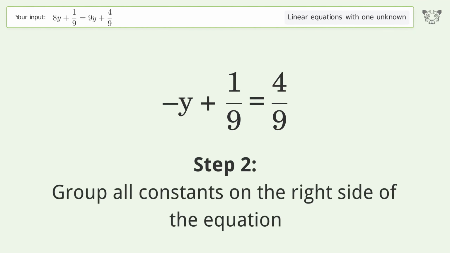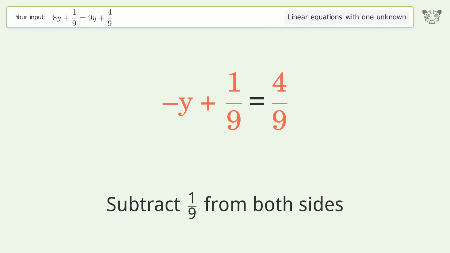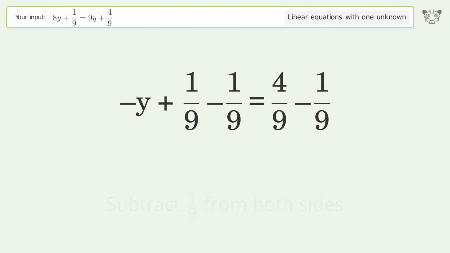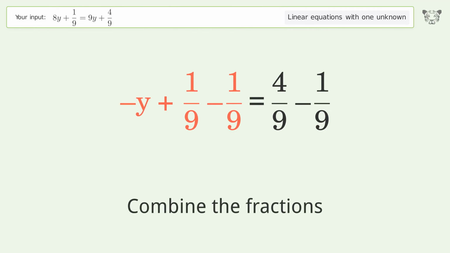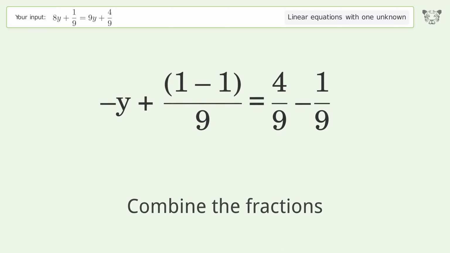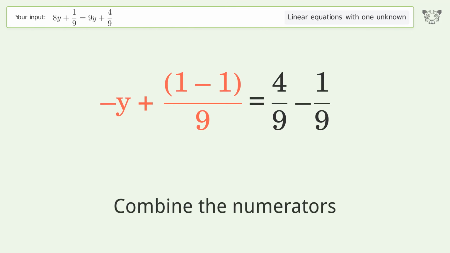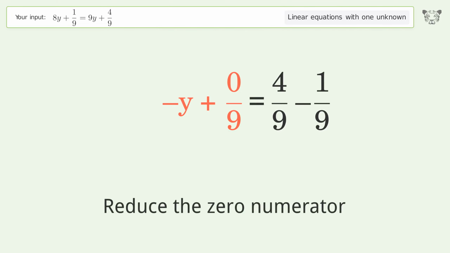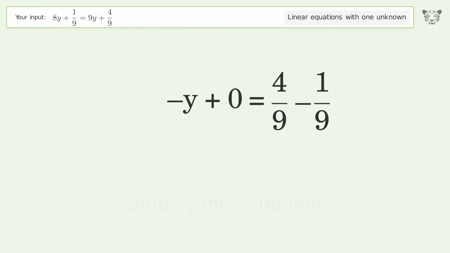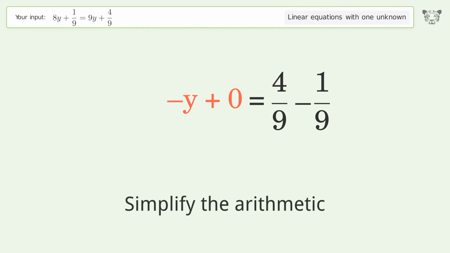Group all constants on the right side of the equation. Subtract 1/9 from both sides. Combine the fractions. Combine the numerators. Reduce the zero numerator. Simplify the arithmetic.